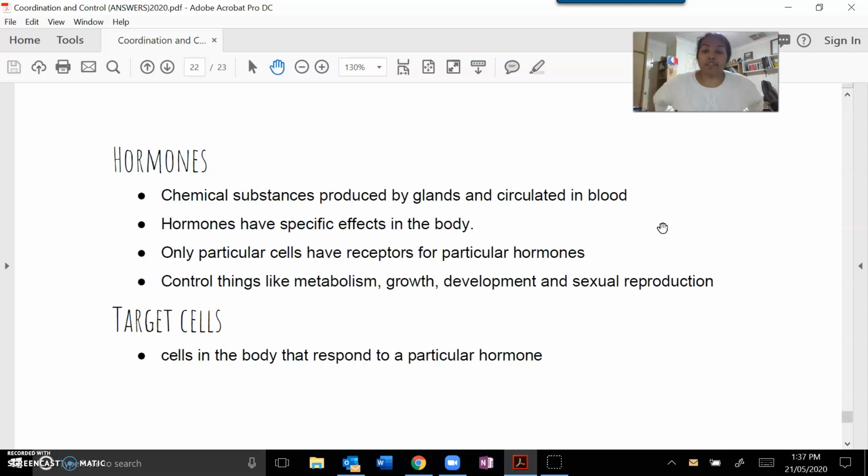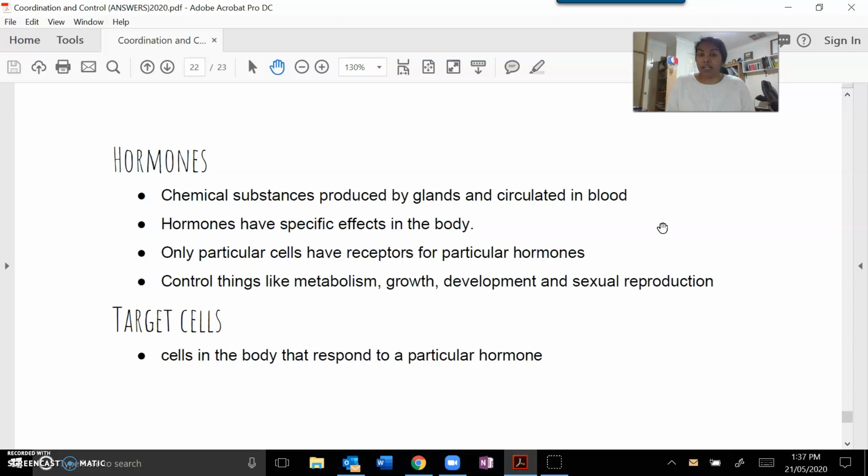Only particular cells have receptors for particular hormones. For example, let's say adrenaline is traveling in the blood, it's going to bind to a particular cell and carry out a response. We know adrenaline is linked to increasing heart rate and increasing your breathing. So the cells related to that can attach to adrenaline and carry out a response. Hormones are responsible for things like metabolism, growth, development, and sexual reproduction. So that's what hormones are.